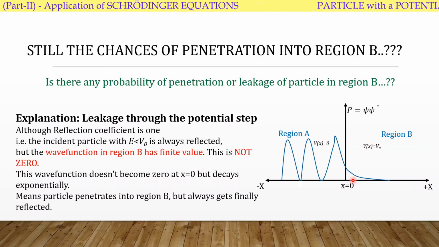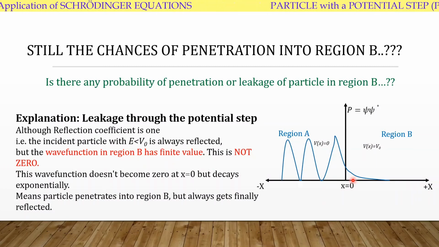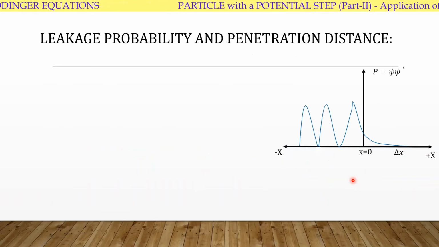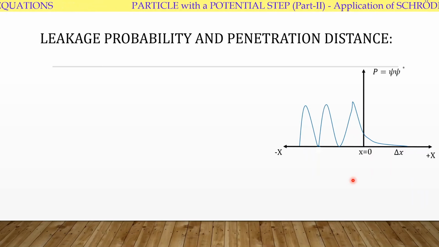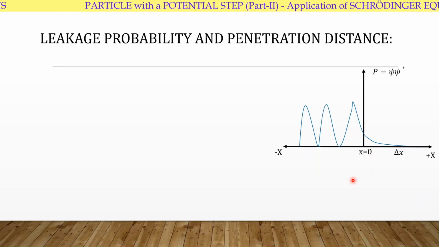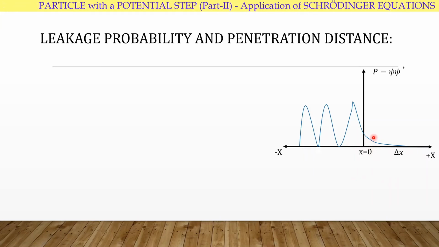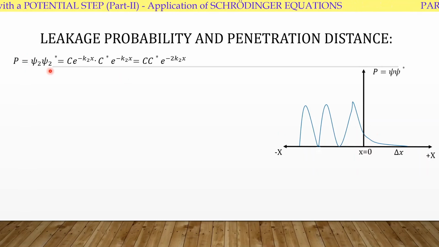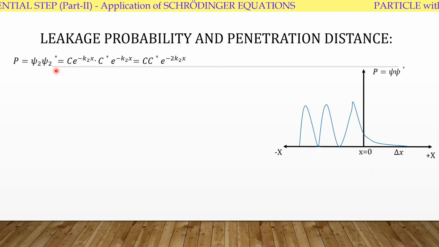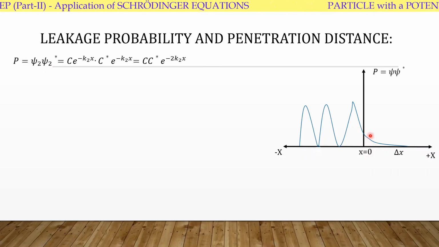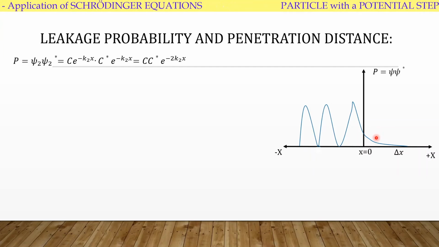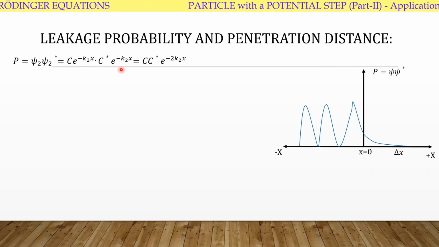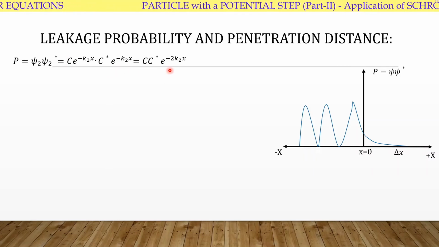So, we should calculate what is the leakage probability of getting penetrated into the region B. To calculate the leakage probability, we should focus on the wave function psi 2. The probability is calculated by the product of the wave function with its complex conjugate, and we are taking the wave function psi 2 since we are calculating the leakage probability of the transmitted wave function psi 2.